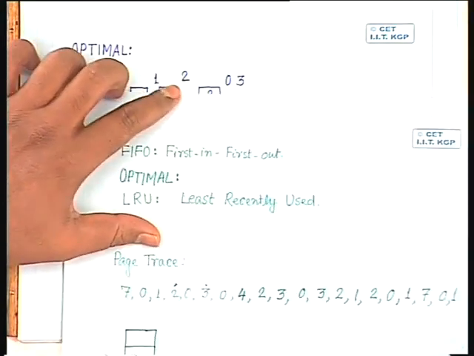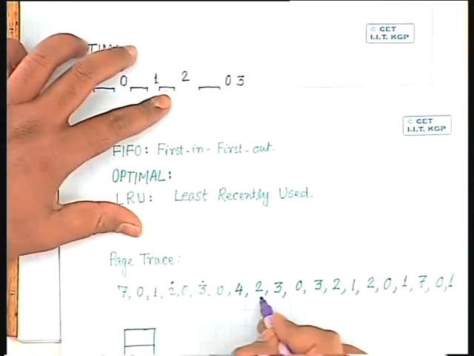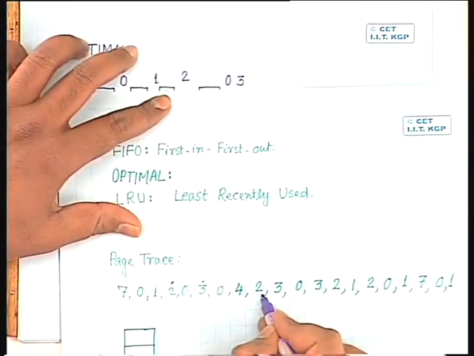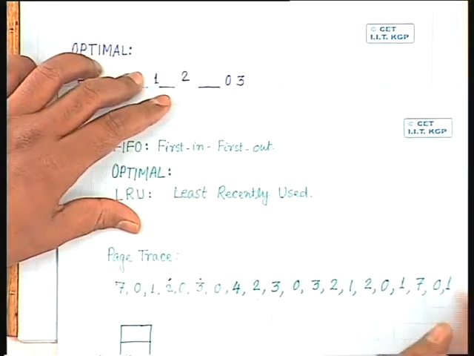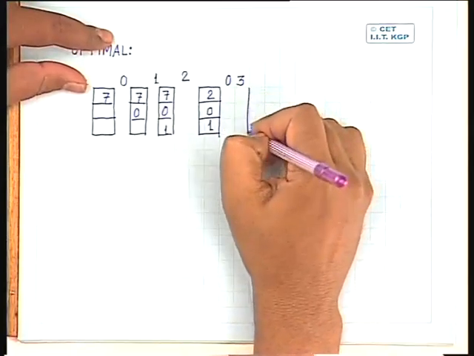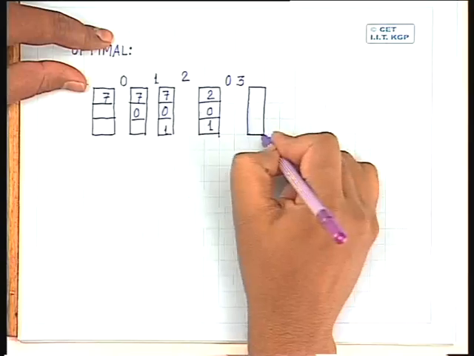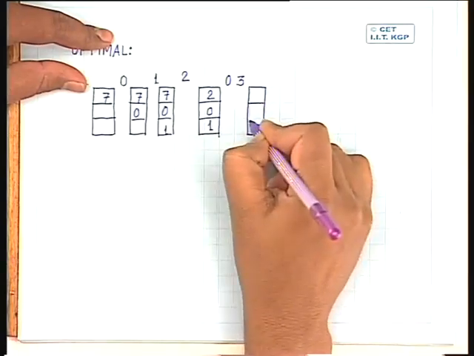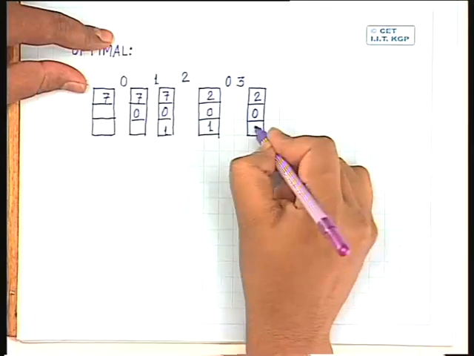And you find that after this page number 0 is going to be referred, then page number 2 is going to be referred. Okay. So page number 1 will not be referred for longest duration. So I replace page number 1 by page number 3. Now we find the difference. In case of FIFO, we had replaced page number 0, and in case of optimal algorithm, we are replacing page number 1. So it is 2, 0, 3.